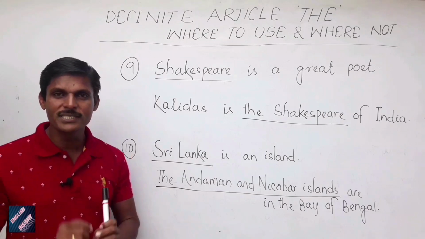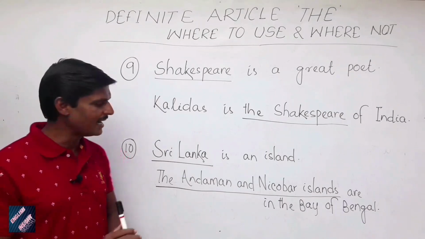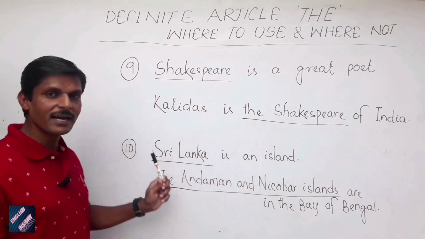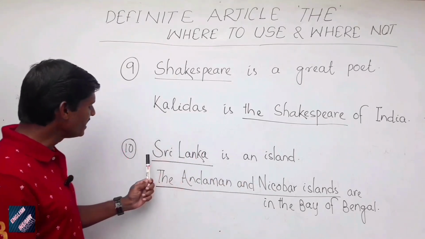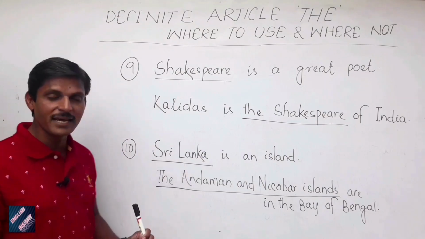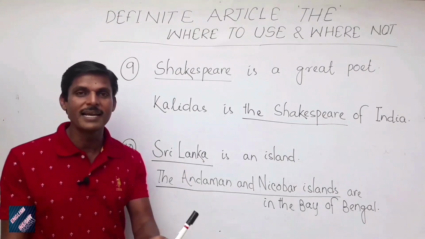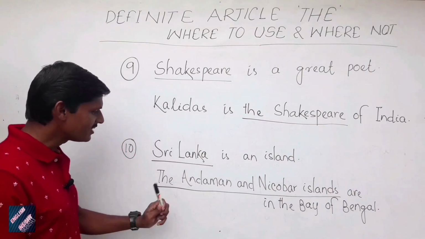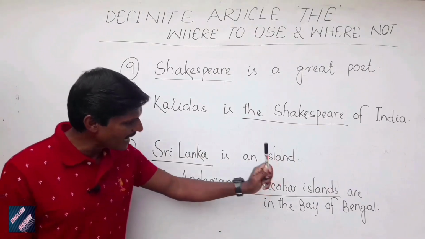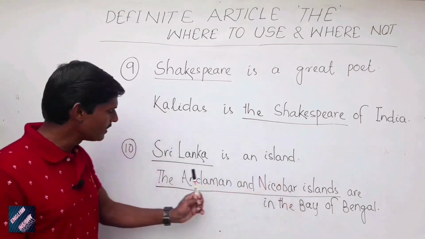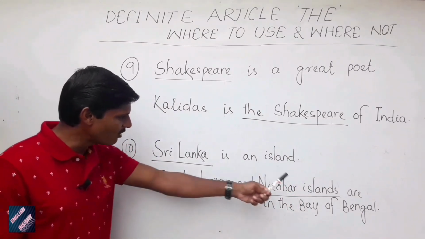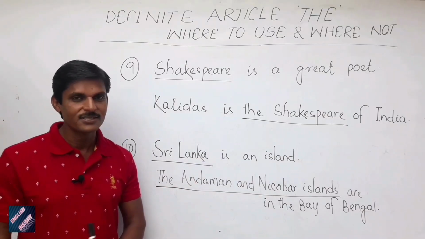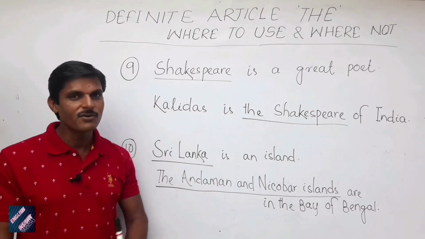When it refers to a single island, the is not used. Sri Lanka is a single island. So, the is not used before Sri Lanka. But when it refers to a group of islands, the is used. So, the sentence is, the Andaman and Nicobar Islands are in the Bay of Bengal. Before the expression Andaman and Nicobar Islands, the is used as it refers to a group of islands. This is all about pair number 10.